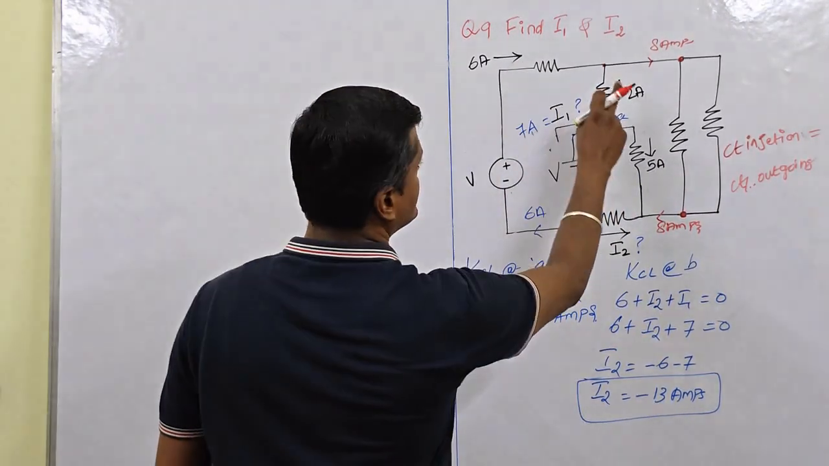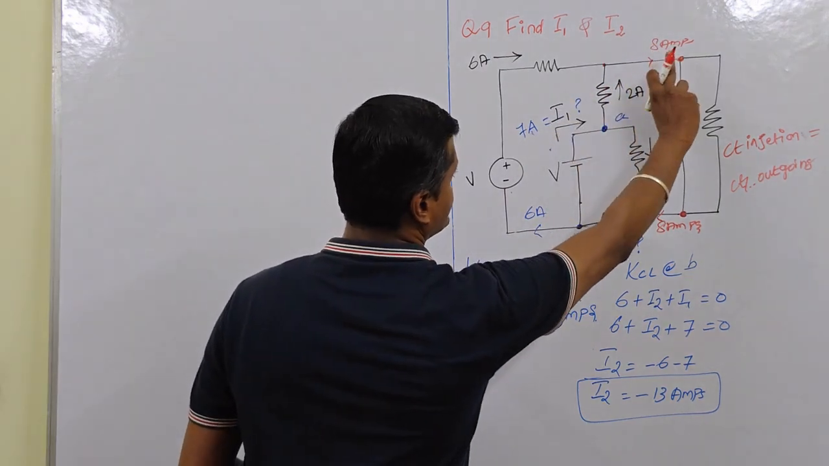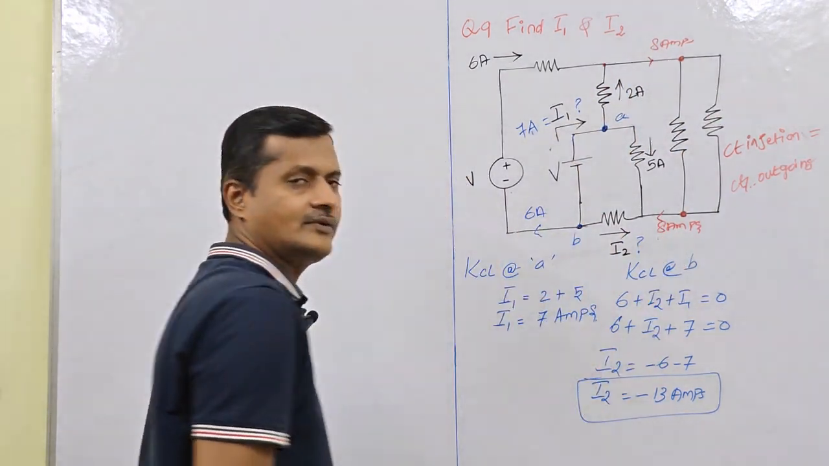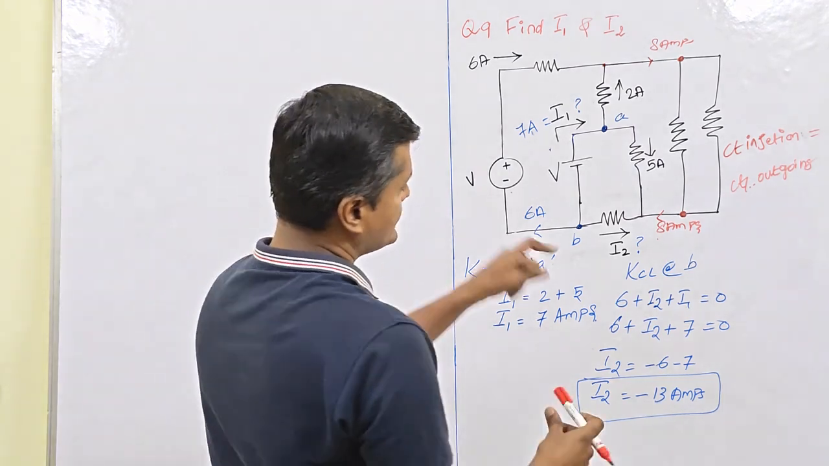So 8 amps here: 6 plus 2 amps, so here it will be 8 amps. So what is the current coming here? 8 amps. So now we are able to find the value.